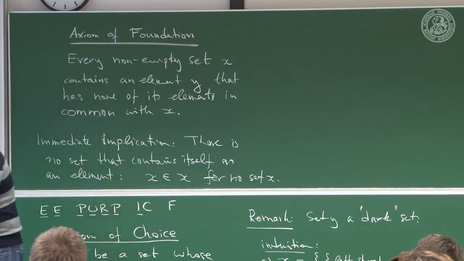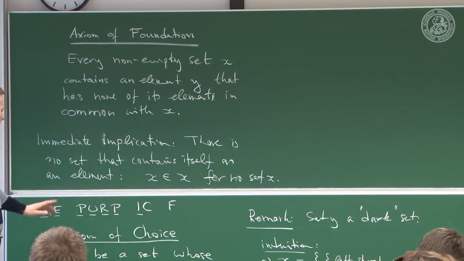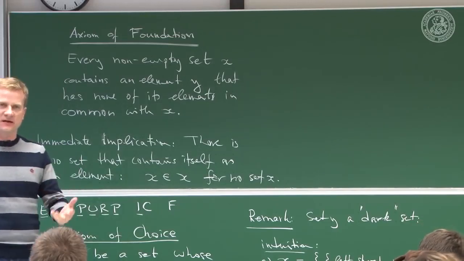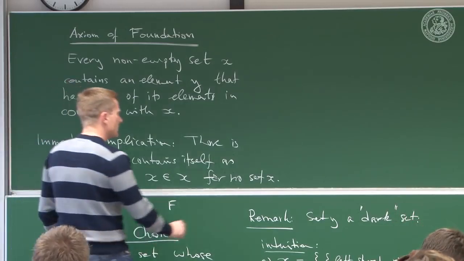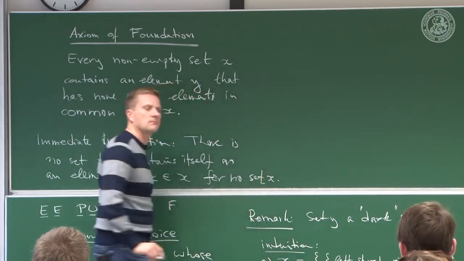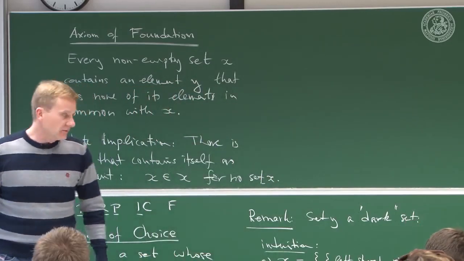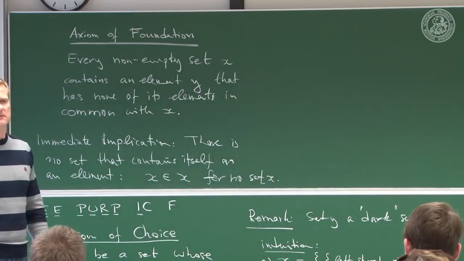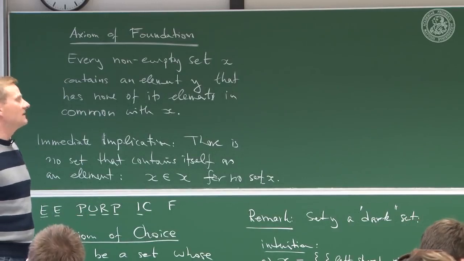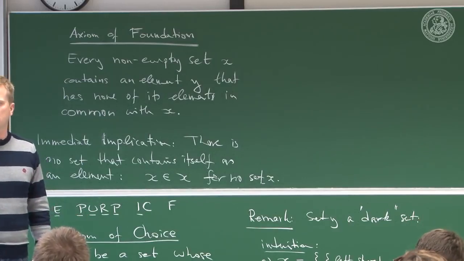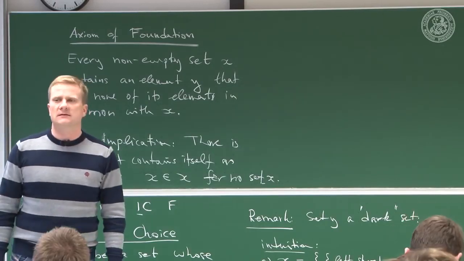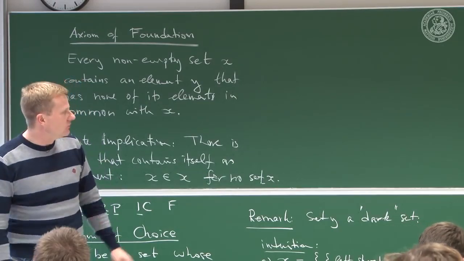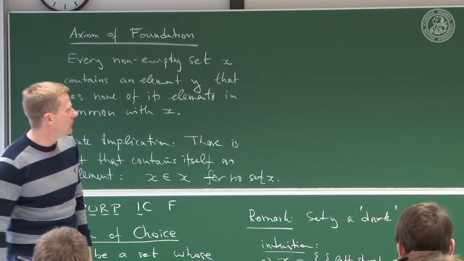So this concludes our overview of all the axioms. I repeat, it's EE perp ICF, so you should memorize these axioms. And in principle, every time you construct a set, you should ask yourself, can I actually construct the set according to the axioms of set theory we're using? And I think I mentioned this as well. This is the Zermelo-Fraenkel set theory, including the axiom of choice.